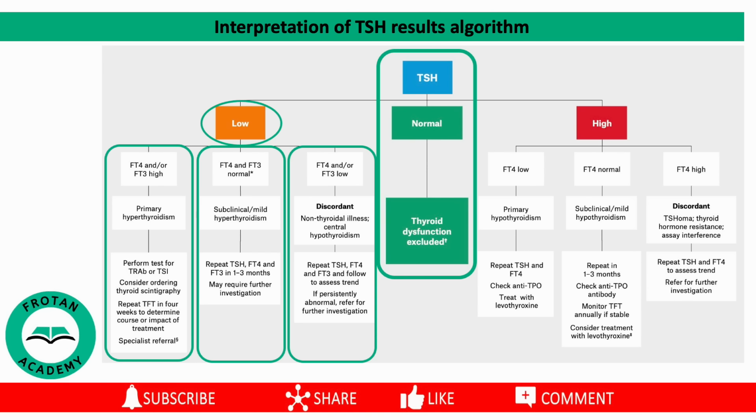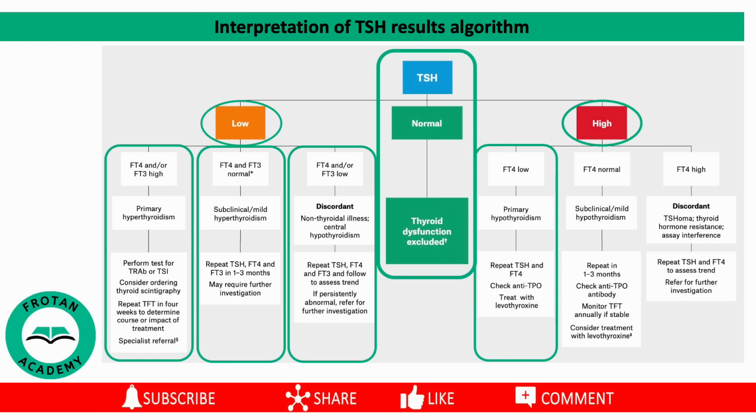Low TSH with low FT4 and/or FT3 may indicate secondary hypothyroidism, which means that the problem is outside the thyroid gland. Differential diagnoses include pituitary tumor and previous pituitary surgery or radiotherapy. TFT should be repeated to assess trend, and if persistently low, patients should be referred for further investigations. Let's now look at the right side of the flowchart.